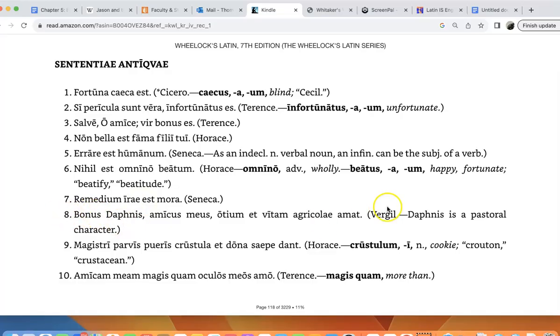Octo. Here we have Virgil. Bonus Daphnis, amicus meos, otium et vitam agricolae amat. So Daphnis is a pastoral character. There was a literary work. So good, we're gonna keep it Daphnis. So good Daphnis, my friend, loves the leisure and life of the farmer.